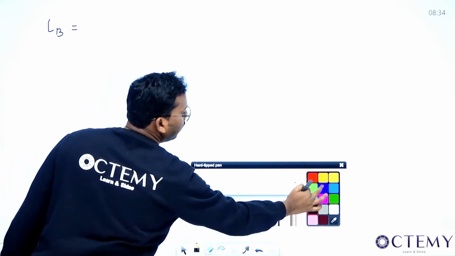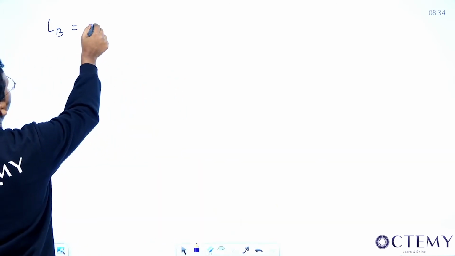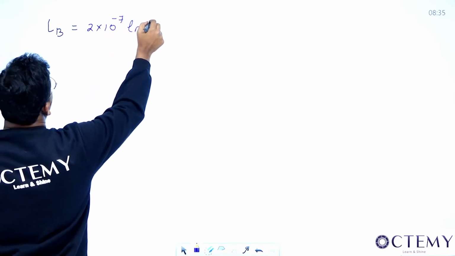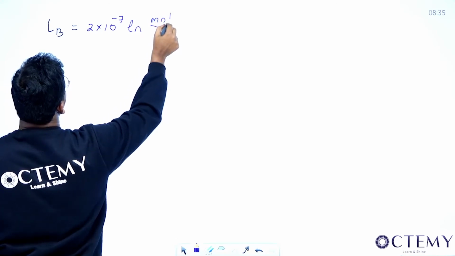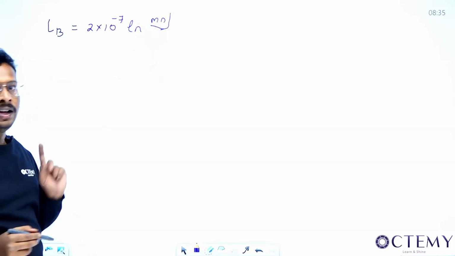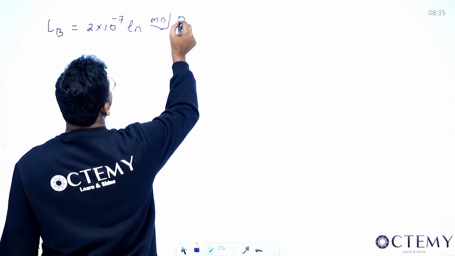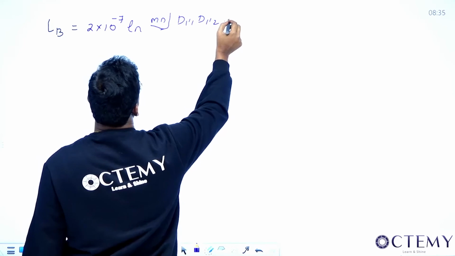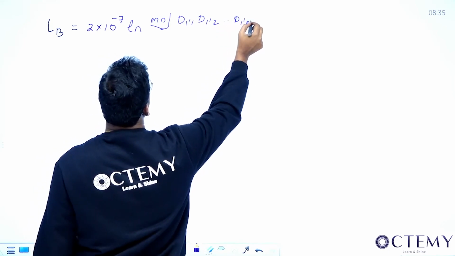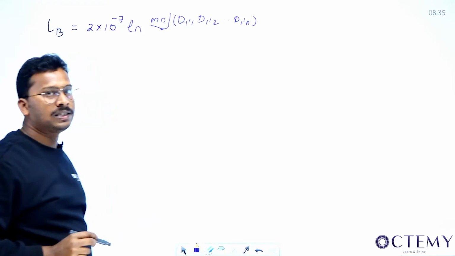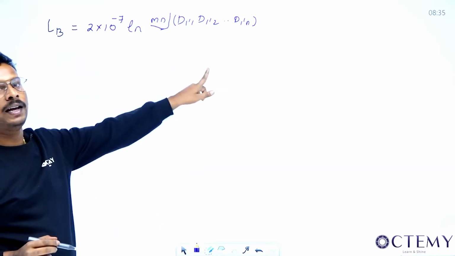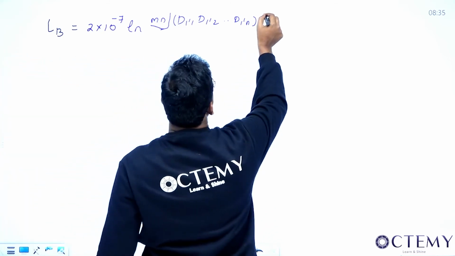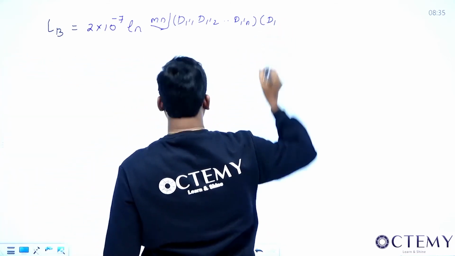If I want to write LB, see how will that be? 2 into 10 power of minus 7 into ln mnth root of distance. This is LB now. The distances are: between 1 dash and 1, between 1 dash and 2, and so on, up to between 1 dash and n. The mutual distance from 1 dash to 1, 1 dash to 2, 1 dash to 3, 1 dash to 4, up to 1 dash to n, and the distances for 1 dash are over now.